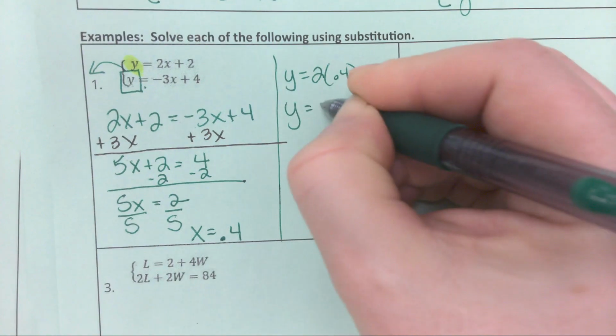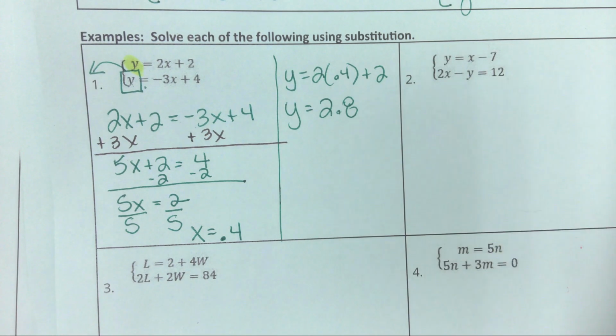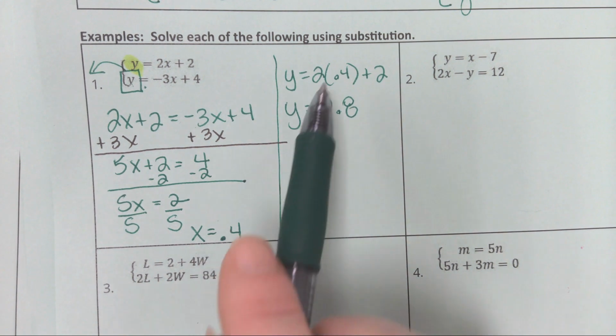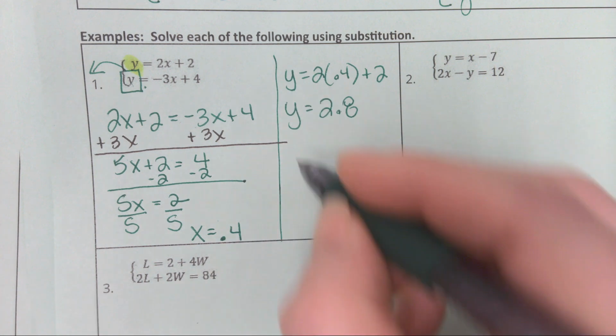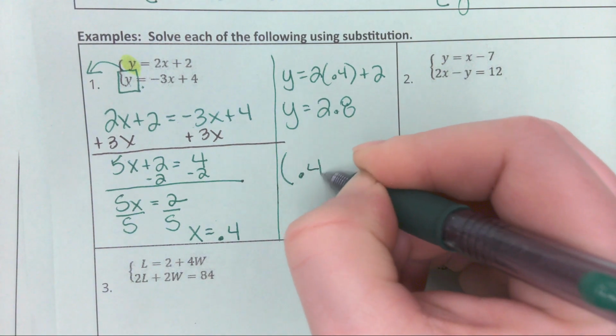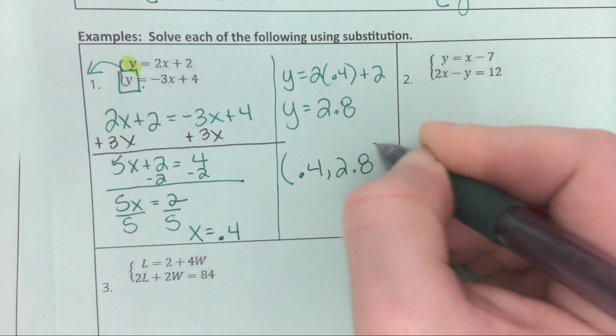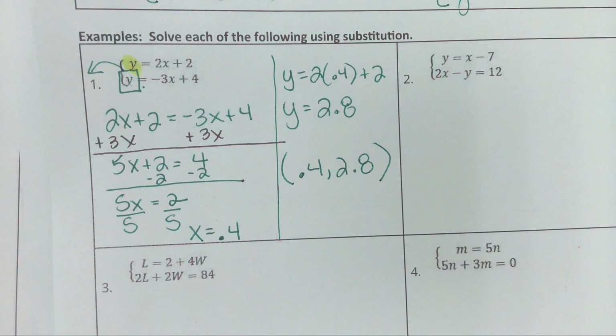Did you get 2.8? Okay. So, two choices. You can leave it as long as I can see what your x and y is, or you can write it as an ordered pair, because really what this means is if you were to graph those two lines, that is where they would meet. If you graphed those two lines, would you be able to tell a 0.4 and a 2.8 on the graph? No. This is another reason why other methods are more accurate. Okay.